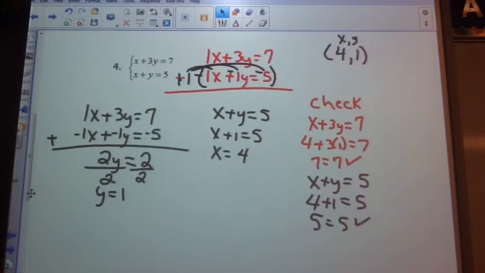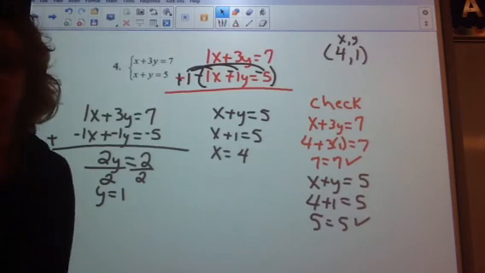So this is your lesson on solving systems by elimination by using addition or subtraction. And tomorrow we'll do elimination by multiplying. So guys, have a good evening.